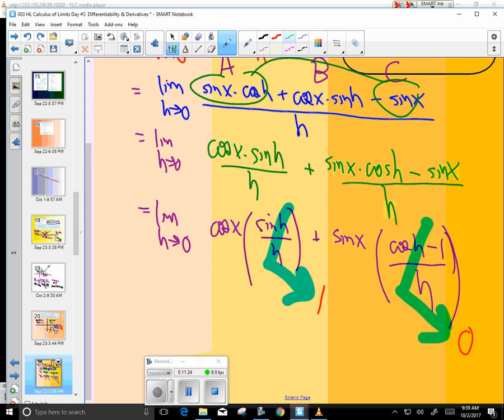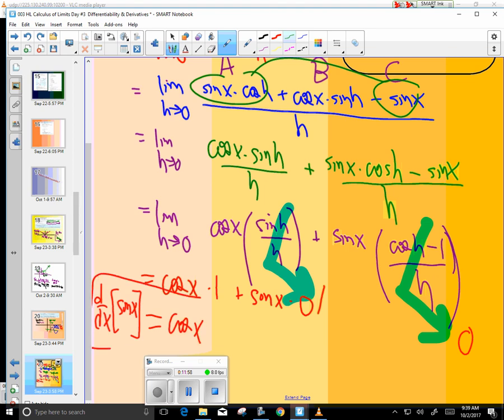And why is that a good thing? Because that takes out this sine x. Sine x times 0, you're going to get cosine x times 1 plus sine of x times 0, which is just going to be the derivative of sine of x. I'm going to write it. Probably the best way is d dx of sine is cosine x. You like that? Prove that one.